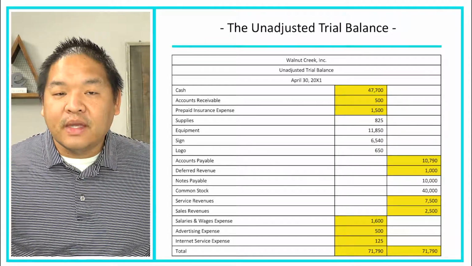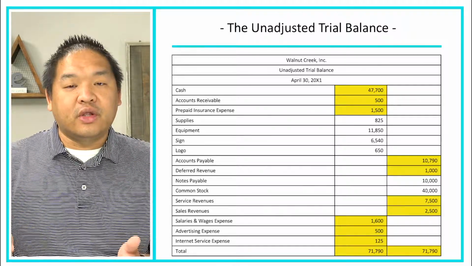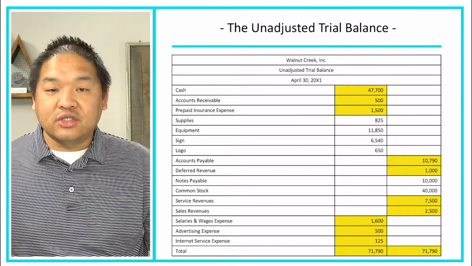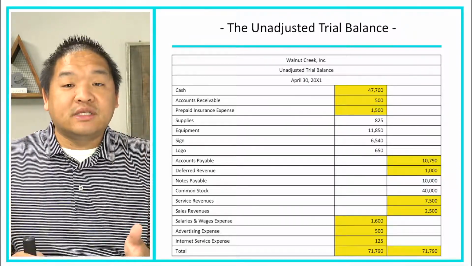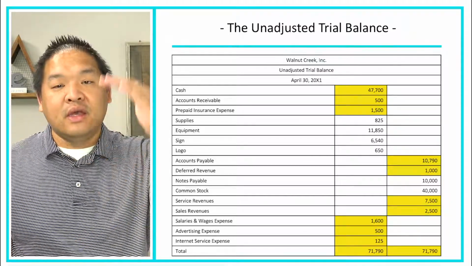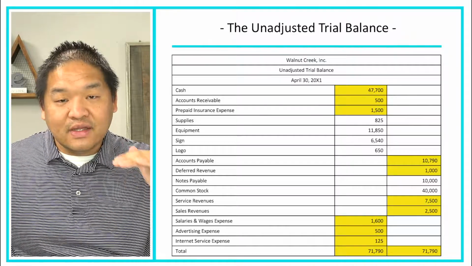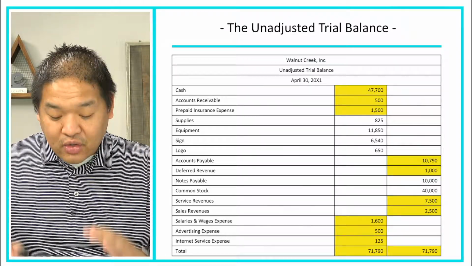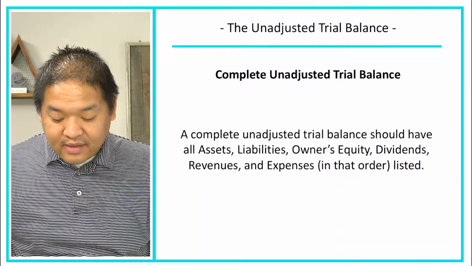Now, what if we don't make any sales during the year? We don't have any revenues. We don't have any expenses. Then sure, it's only going to look like what I showed you in section 2, your assets, liabilities, equity, and that's it. And that's fine. But generally speaking, a complete unadjusted trial balance would have everything, starting with your assets, then your liabilities, then your equity, then your dividend, then your revenue, and then your expenses. So this is a complete unadjusted trial balance, okay?